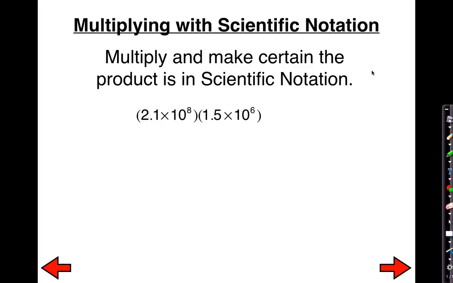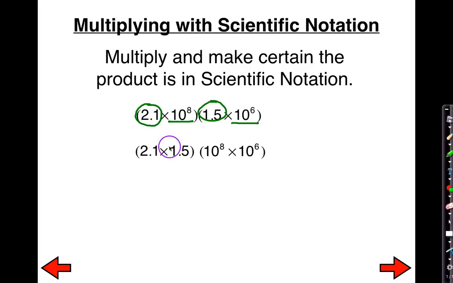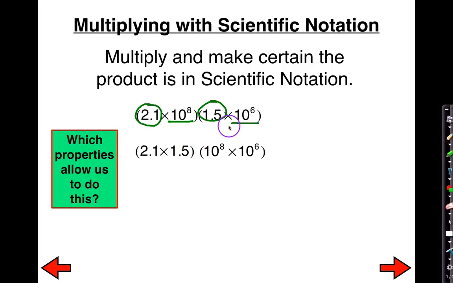So here is the given problem. What we're going to do first is use the commutative property to figure out the new coefficient. So I'm going to multiply the 2 1/10 and 1 5/10. Those are the 2 coefficients. And then after that, we're going to go ahead and combine the 2 bases. So 10 to the 8th times 10 to the 6th. What allows me to do this is the commutative property, because multiplication and addition both have this, where I'm allowed to rearrange things and it wouldn't affect my answer.